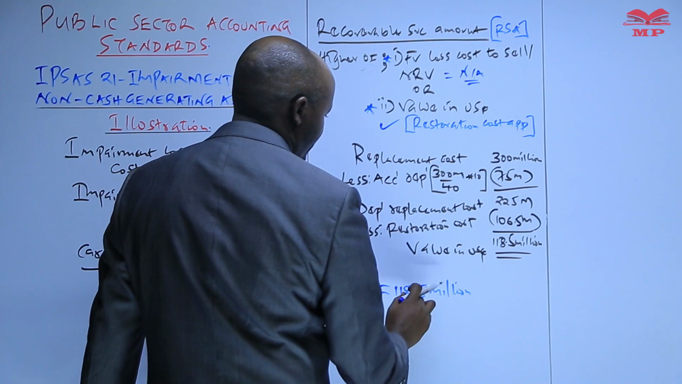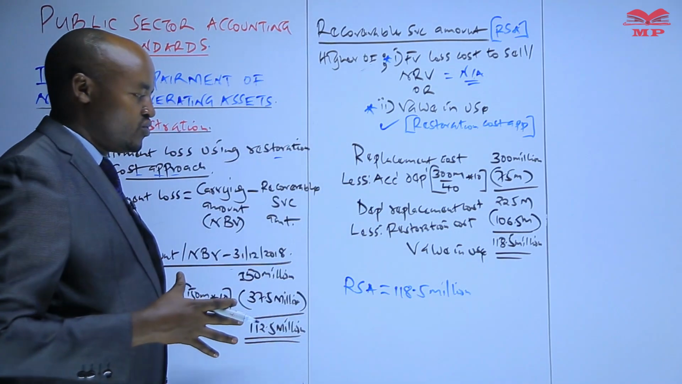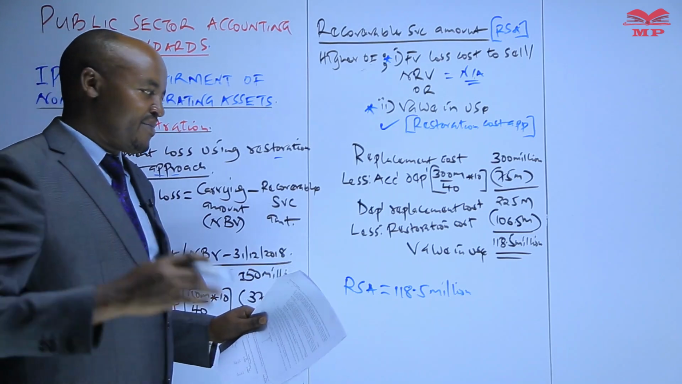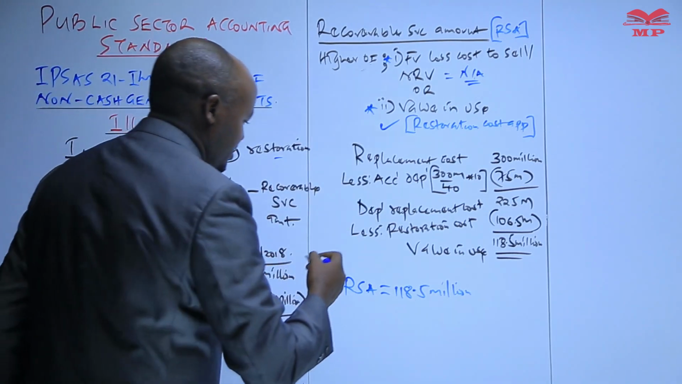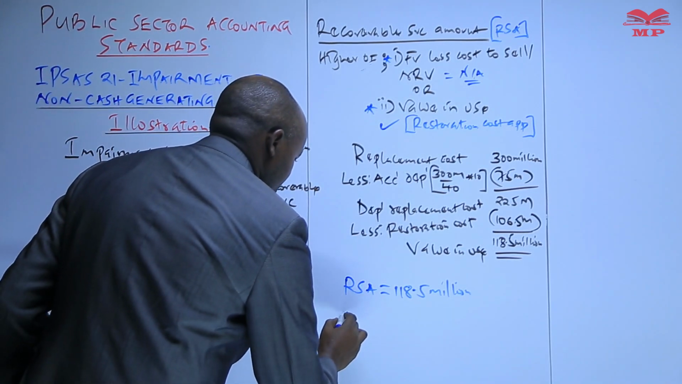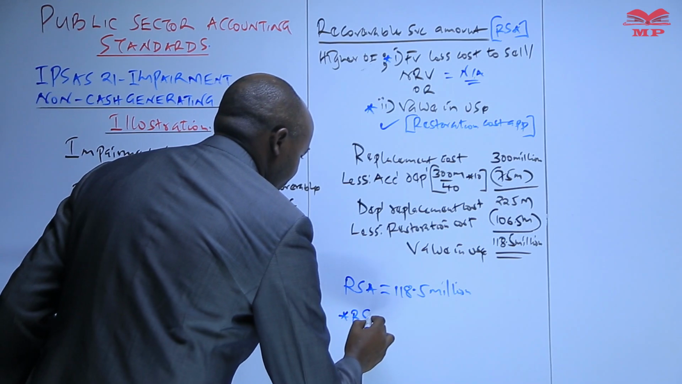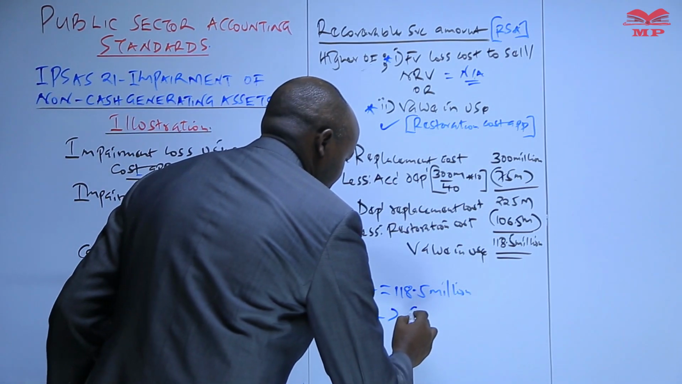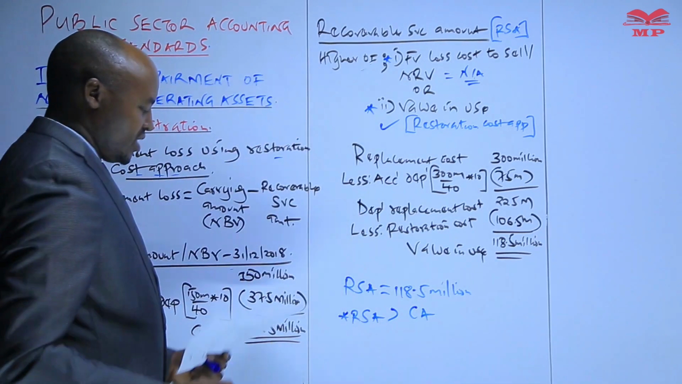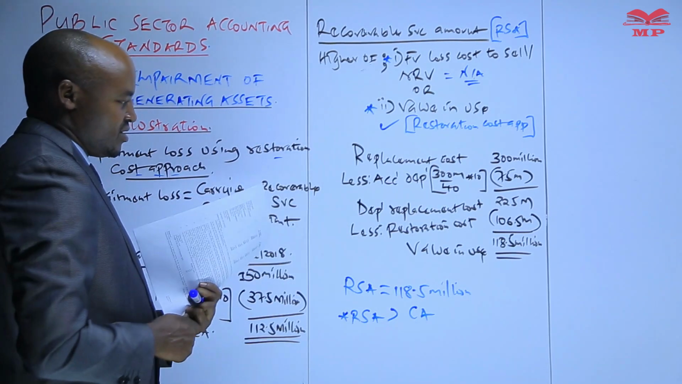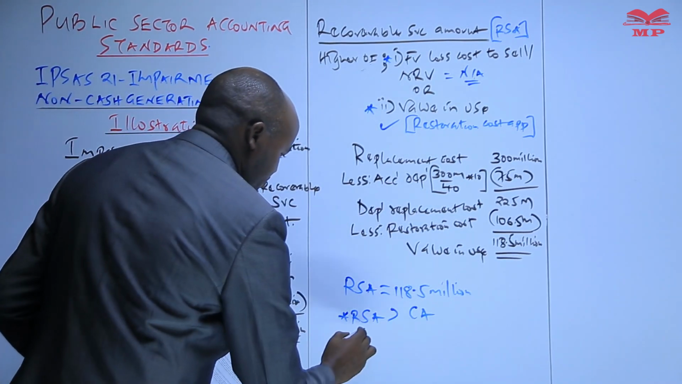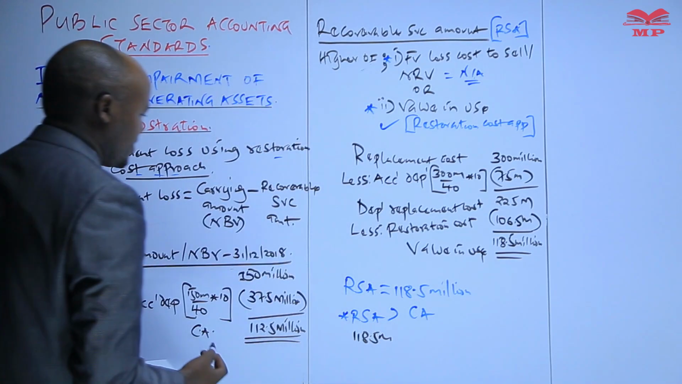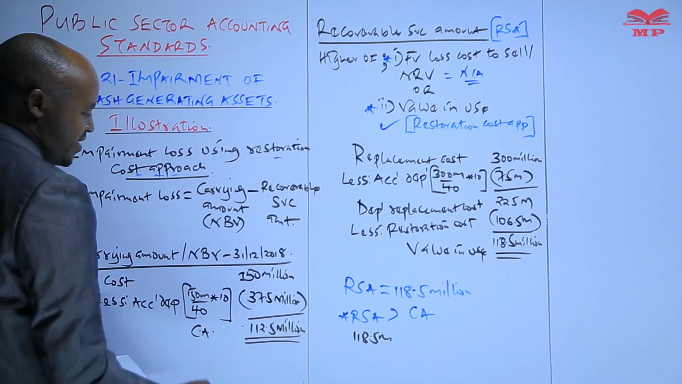0.5 million. So having that value, what we need to do is to determine whether this asset is impaired or not. Remember we said that an asset is said to be impaired whereby the recoverable service amount of such an asset is less than the carrying amount. So in our case, we already have these two values. We have the recoverable service amount, which is a figure of 118.5 million. What about the carrying amount?